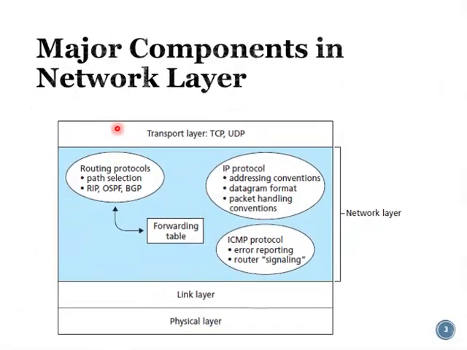So recall that the first component in the network layer is the IP protocol, which we have learned on addressing, datagram format, and packet handling conventions. Next, we have already learned about the ICMP protocol, and currently we are in this part, which is the routing protocol.